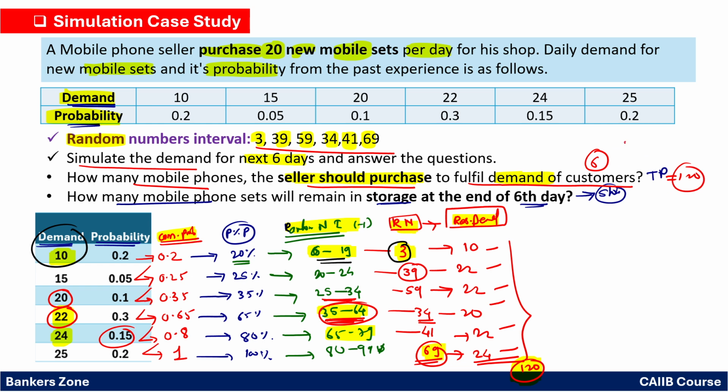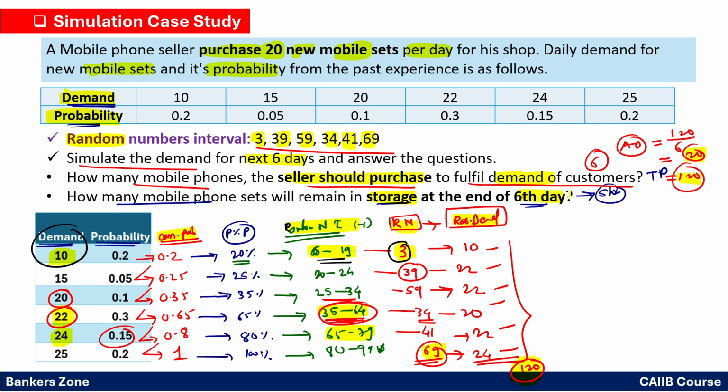If they are asking what is the average demand, so 120 by 6 days, you will get 20. So per day demand is 20. So total demand is 120, average demand is 20. Now if they are asking what is the mobile phone storage or stock at the end of 6 days.